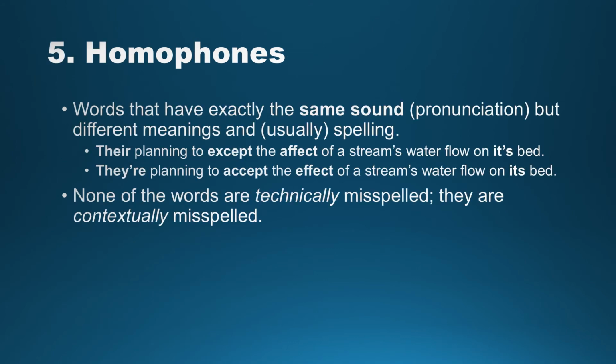Homophones are also problematic for many students. These are words that have the same sound or pronunciation but have different meanings and usually different spellings. Common homophones are their, there, and they're. Some are contractions, some are possessives, and some refer to locations. So these words are not technically misspelled, but they are contextually misspelled.